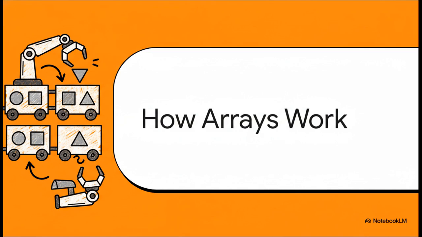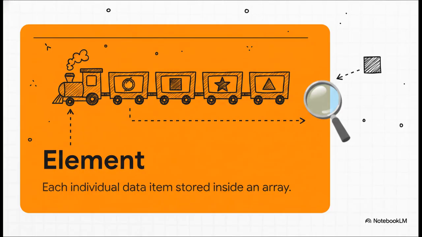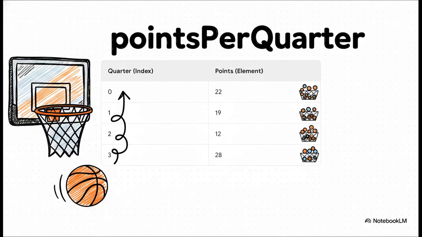So we have our train, which is great, but how do we actually load the cargo into the cars? And how do we get it back out again? Let's take a look at how we actually use an array in our code. First things first, let's learn a key bit of vocabulary. Each individual item stored inside an array is called an element. In our train analogy, the element is just the cargo sitting inside one of those train cars. Simple as that.